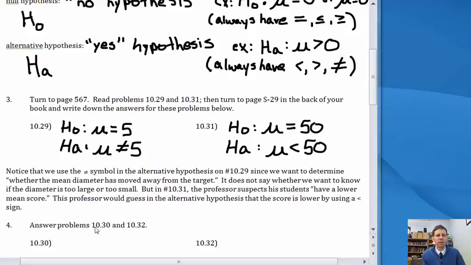Using the same idea, what I'd like you to do is answer problems 1030 and 1032 using the same idea. We'll pause the video for a couple minutes and give you a chance to answer those questions as well.